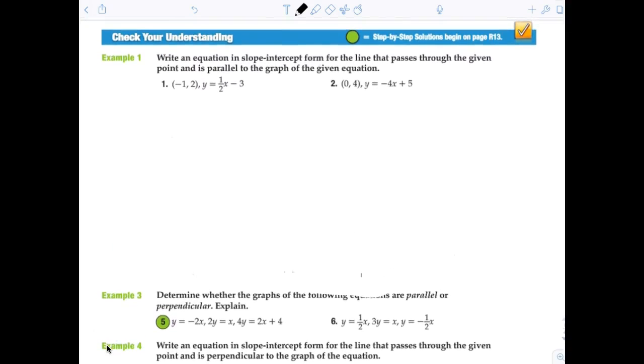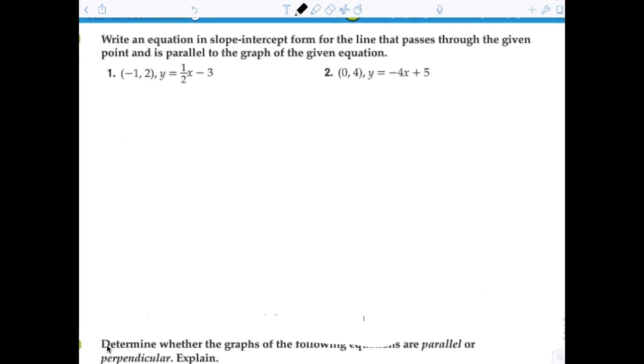It says, write an equation in slope-intercept form for the line that passes through the given point and is parallel to the graph of the given equation. Well, for whatever reason, that's kind of hard for kids to understand. But I tell kids all the time, you will be writing equations of lines and discussing slope for as long as you do math.